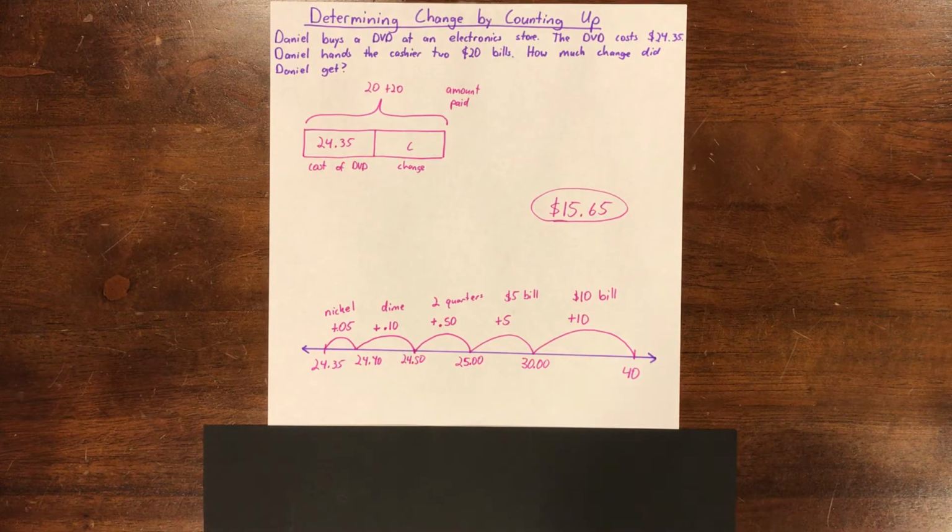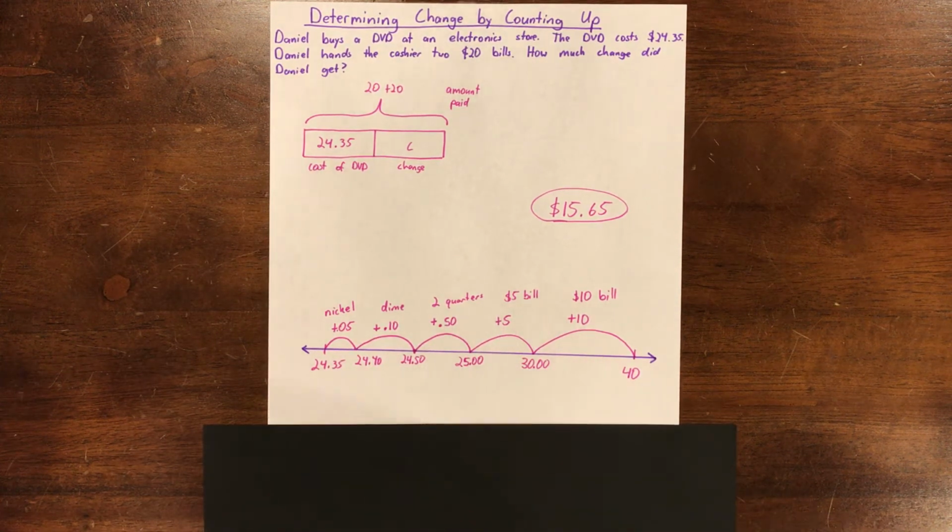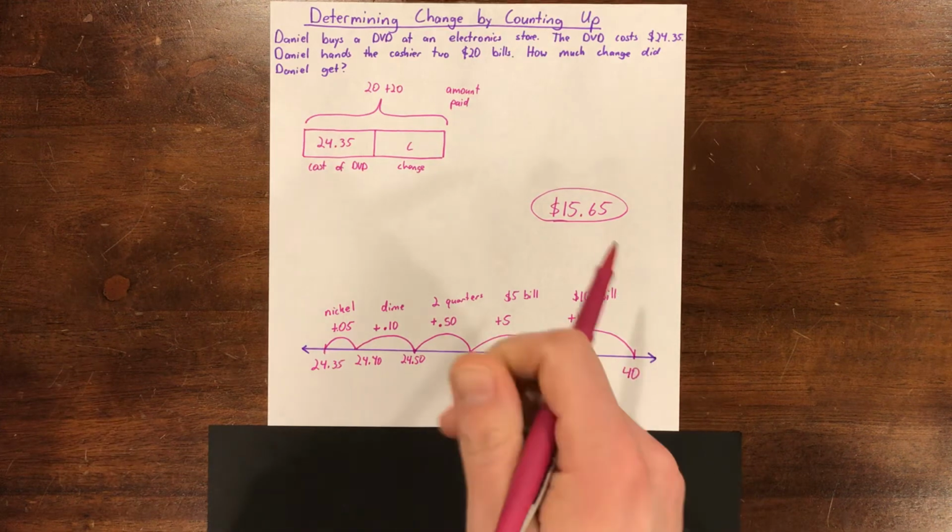So I'm curious, why was it useful when we were solving this problem to think about our jumps in terms of coins and bills? Say it out loud. Yeah, thinking about jumps of money, it makes it easier to work with the decimals, and it tells us exactly what coins or bills we would need if we were going to actually hand somebody the change.